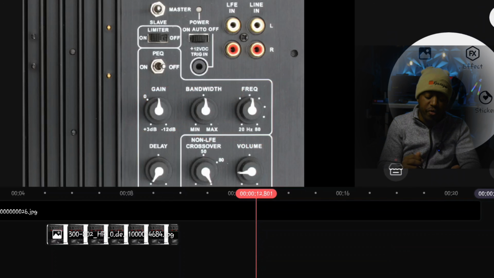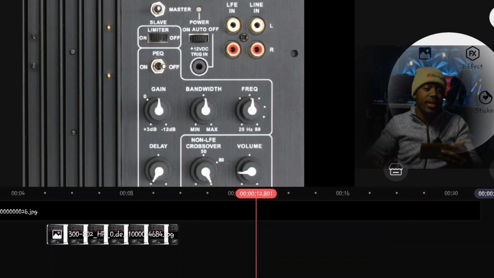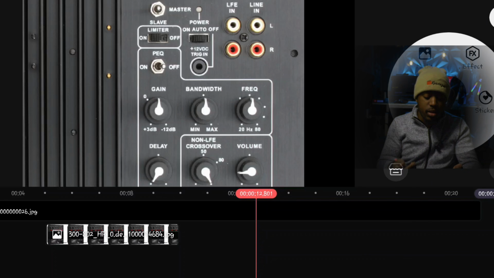So just like we mentioned before, if you want to change the characteristics of some of the frequencies, you can. It works the same way on this sub. You can either increase a frequency by 3 dB, or you can decrease it all the way down to negative 12 dB. And then you can choose your bandwidth. How many frequencies around that note do you want to affect? And then you can choose the target frequency with the frequency knob.